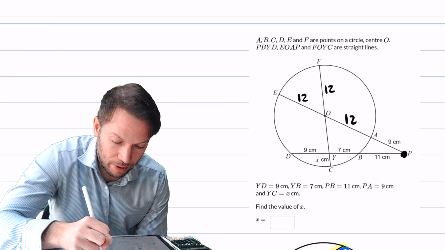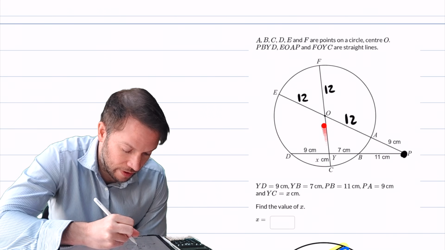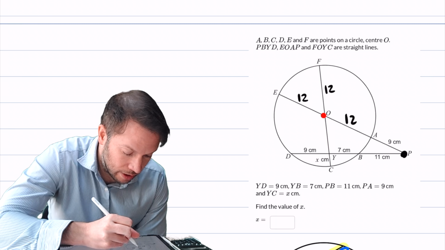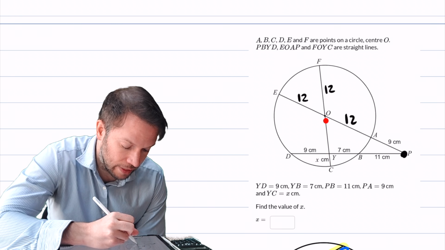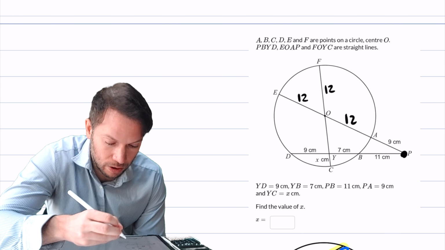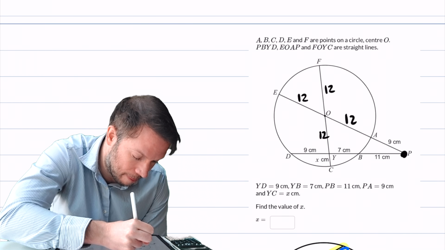And also actually you can come up with an expression for this length here from O to Y, because this is the radius here, that is 12, and that's X. So if I subtract them, I get 12 minus X there. So let's put that here.